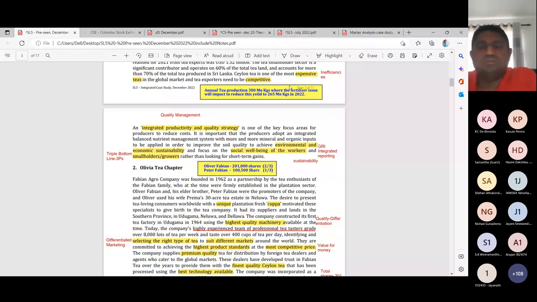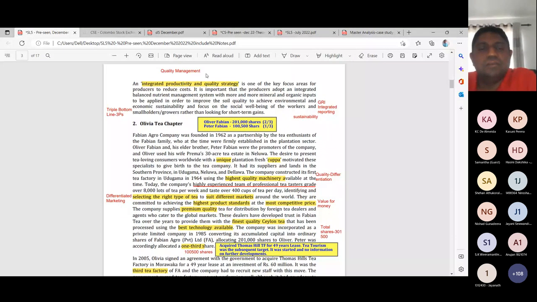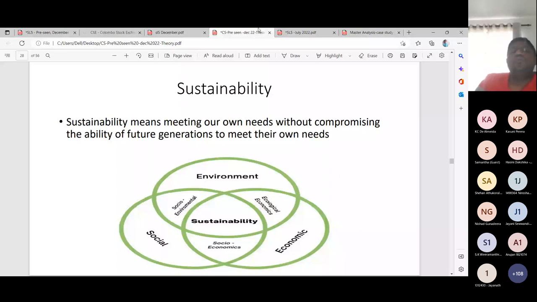So here, if you look at these points, environmental is one, then economic sustainability, and focus on the social well-being of the workers. If you look at this carefully, you can see this focuses on sustainability actually. So environmental aspects, economic aspects, and the social aspects, right? Well-being of the workers and smallholders, growers, rather than looking for short-term gains. So these are the key areas. I recommend you go for an in-depth analysis of the sustainability area, right?